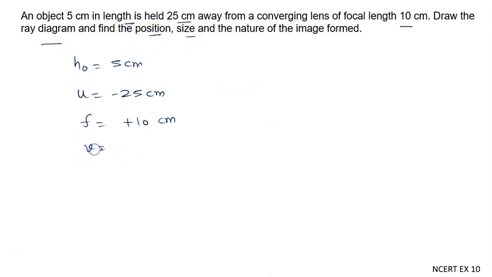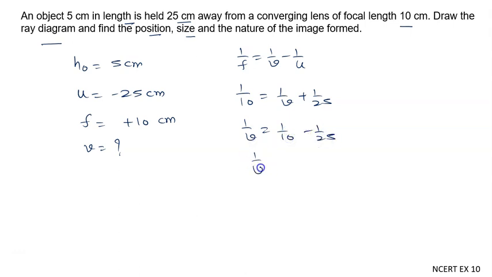For the position, we have to calculate. We will use the formula 1 upon f is given by 1 upon v minus 1 upon u. Put all the values, 1 by 10, 1 by v, minus 1 by u. u is minus 25, so minus minus plus 1 by 25. So 1 by v can be written as 1 by 10 minus 1 by 25. So 1 by v, LCM is 50, 10 5s are 50, 25 2s are 50, 3 by 50. Value of 1 by v is 3 by 50, so v can be written as 50 by 3 centimeter.